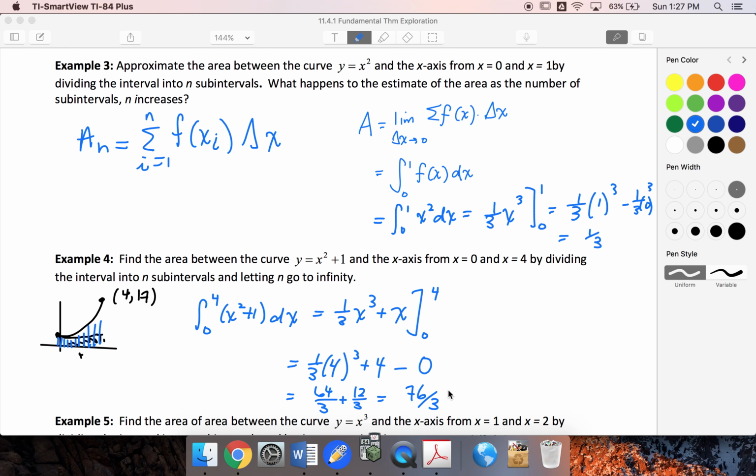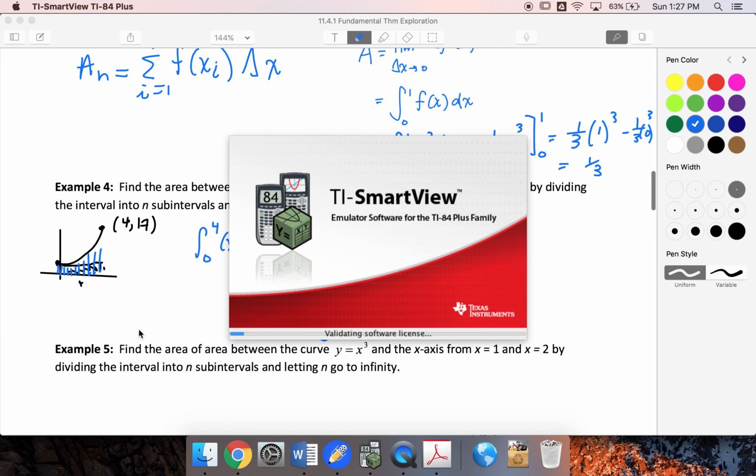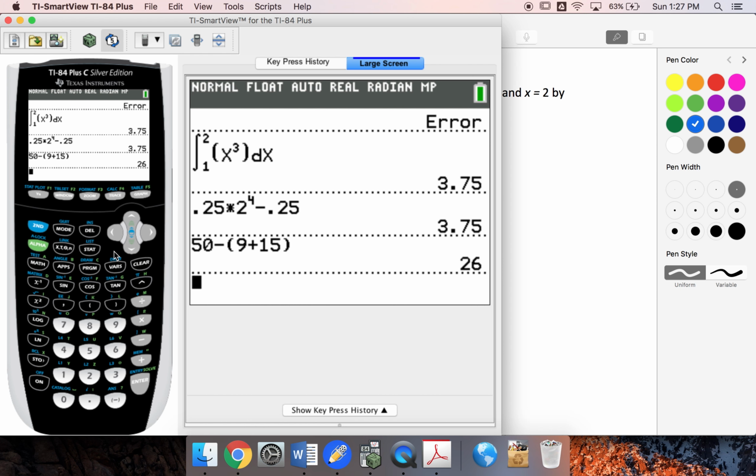I can also evaluate this on my calculator. My calculator will evaluate definite integrals for me. So we'll go ahead and look at this one while that loads. Oh, all right. So you can see I've done one here.